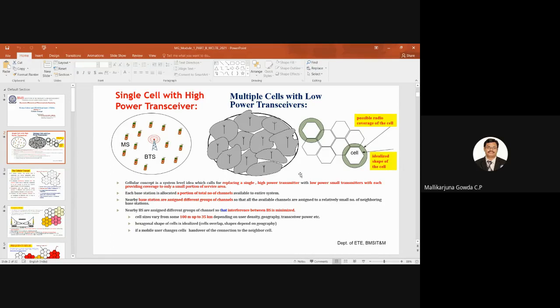That is why we will be using small cells. With less power, we will be covering the entire geographical area with a larger number of base stations. With that, we will be able to cover the entire urban area with a few frequency bands. And when the mobile user moves from one cell to another cell, the connection has to be handed over, right? So handover of the connection to the neighboring cell is also an important part of the cellular concept.